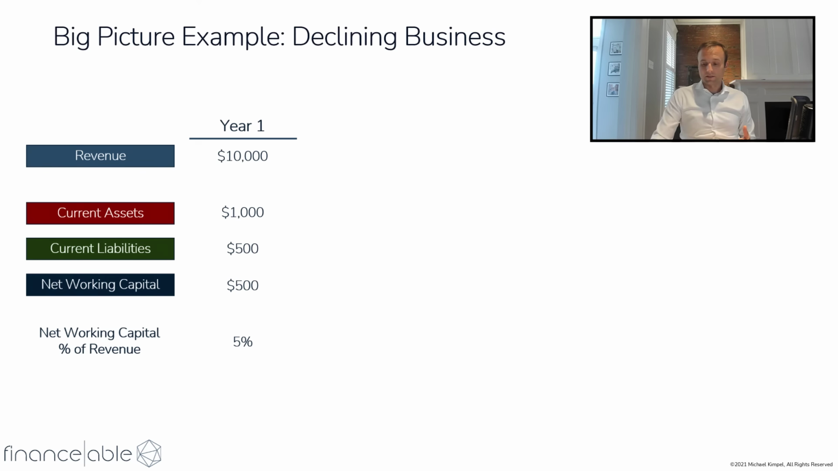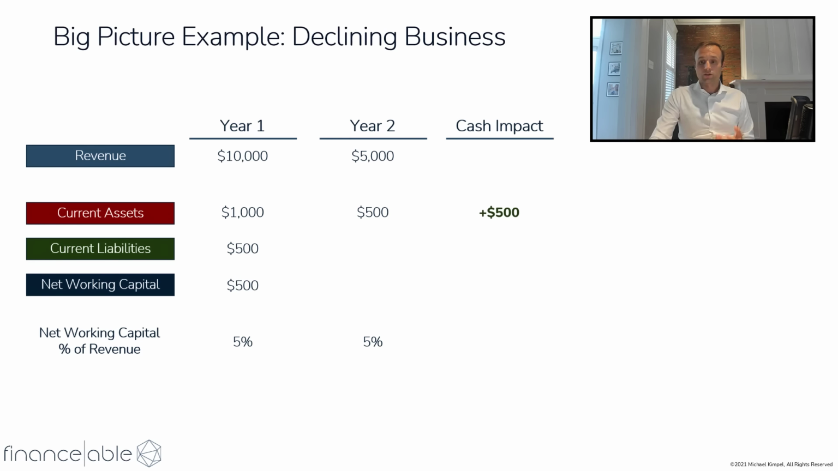We have the same business. We're again going to look at year 2, again going to assume that working capital is proportional to sales, and we're going to look at the cash impact from this decline in the business. So we're going to assume that the business declines by 50% from $10,000 to $5,000 in revenue, and that current assets decrease from $1,000 to $500. Well, if an asset is decreasing, that's a source of cash of $500, so we get $500 in the door.